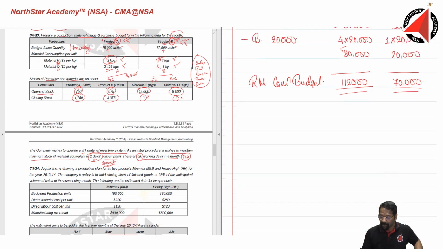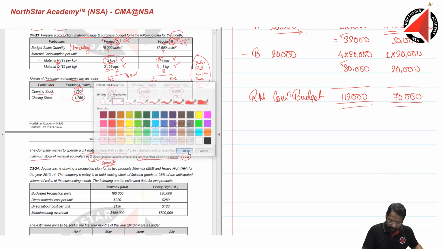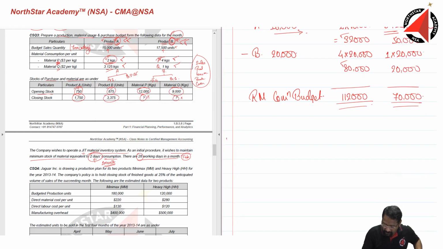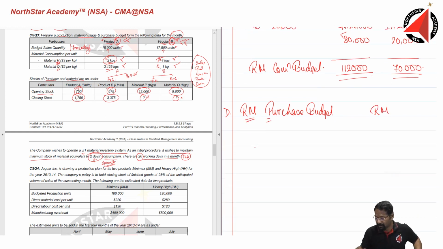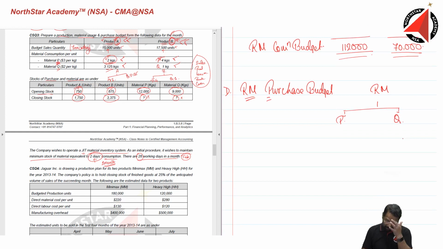Next one. What is the third budget? Third budget. We are making budget number C. D. Raw material purchase budget. Purchase budget. It is starting with which alphabet? It is starting with alphabet P. So here raw material will come because we are talking about raw material. So raw material P and raw material Q.